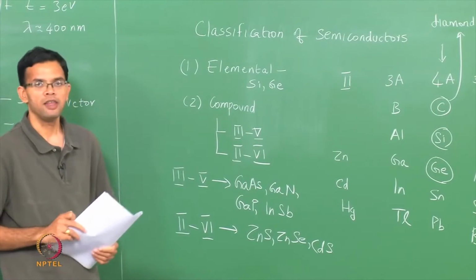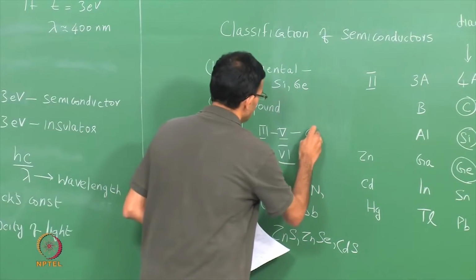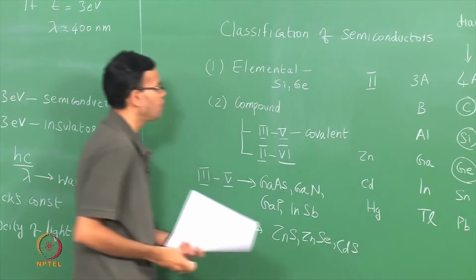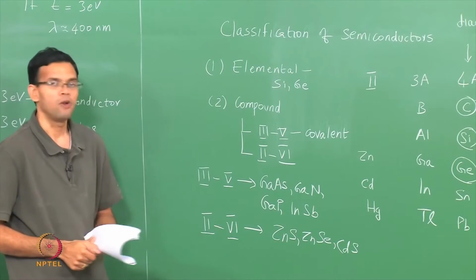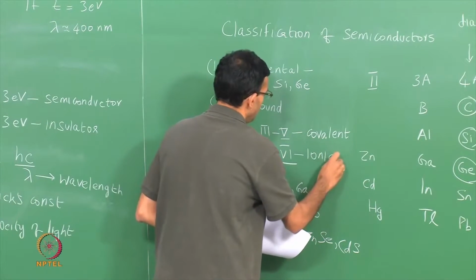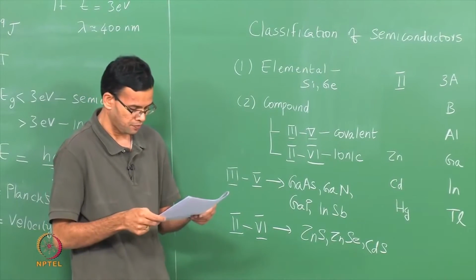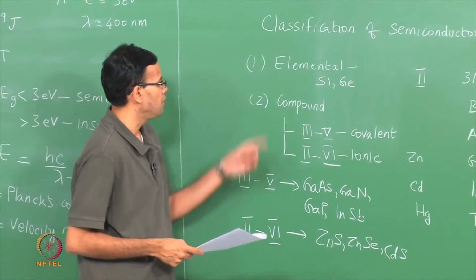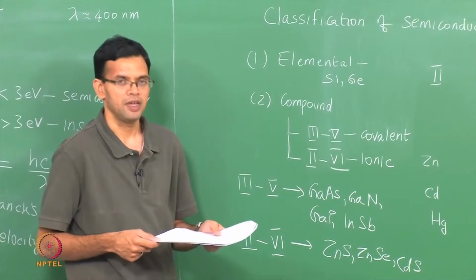If you look at the bonding character in these compound semiconductors, 3 5s mainly have covalent bonding. They do have some ionic character in them. The main bonding is covalent. In the case of 2 6, the main bonding is ionic, though there is some covalent character in them. So, this is one way of classification where we have elemental and compound. There is also another way of classifying semiconductors.